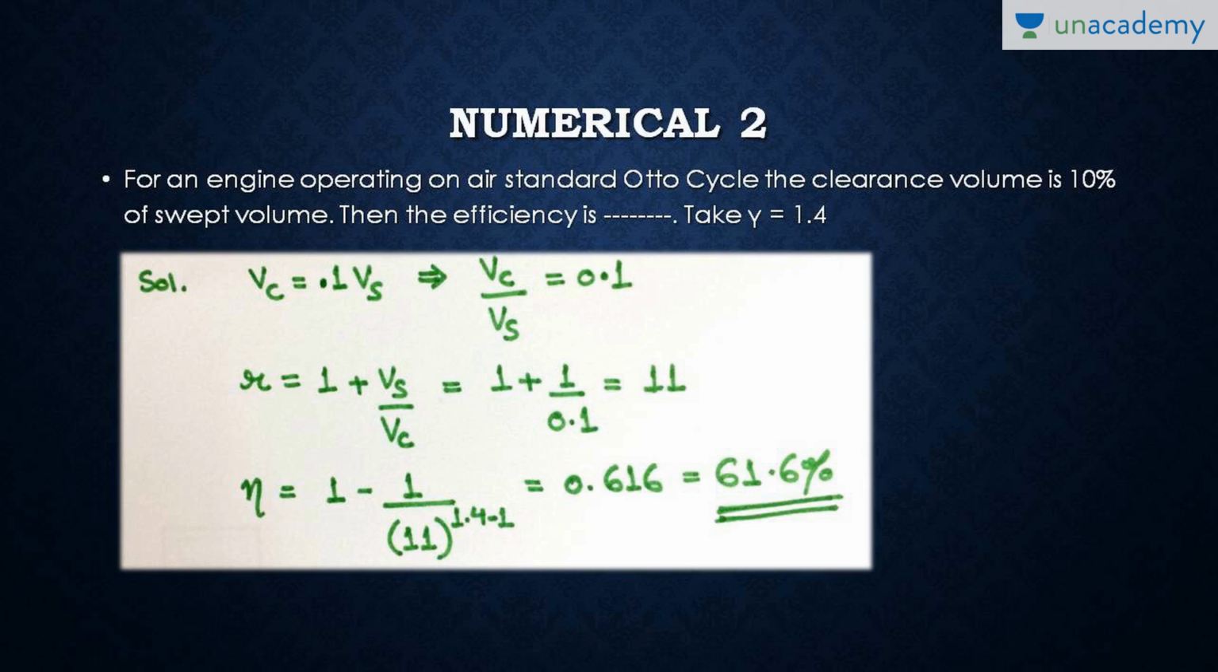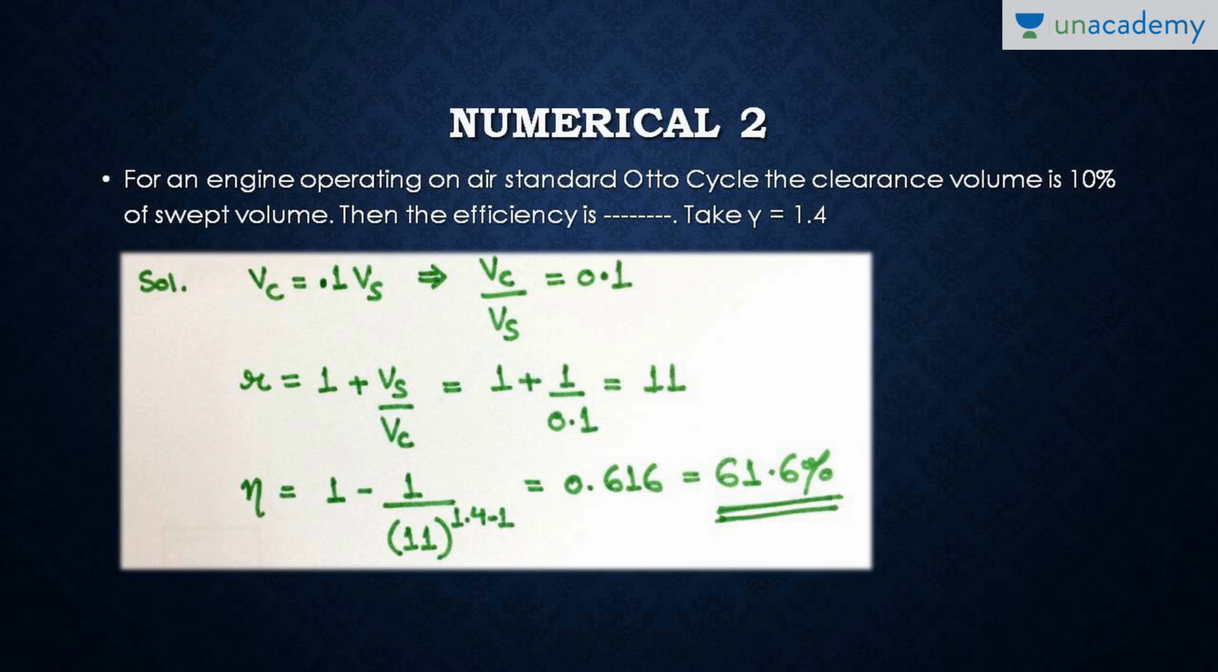So Vc is equal to 0.1 times Vs. Vc upon Vs is equal to 0.1. r is equal to 1 plus Vs upon Vc, because r is what? Vc plus Vs upon Vc. We have already discussed this in our previous lesson. So the value of r comes out to be 11.